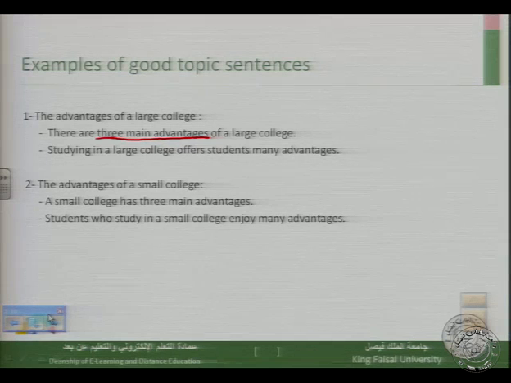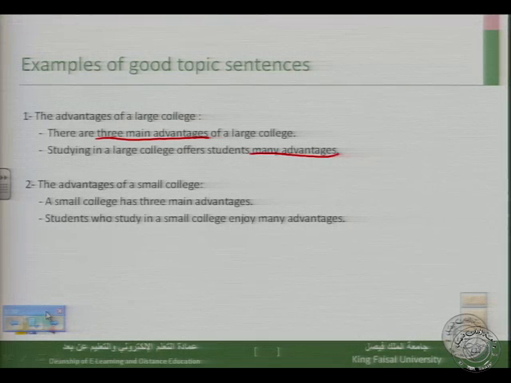The second topic sentence is studying in a large college offers students many advantages. This is also a second possible topic sentence. You can start with it, and here the controlling idea of the topic sentence is many advantages, and here you can choose two advantages or three or four advantages. Okay, so it is open to you to choose how many advantages you want to speak about.